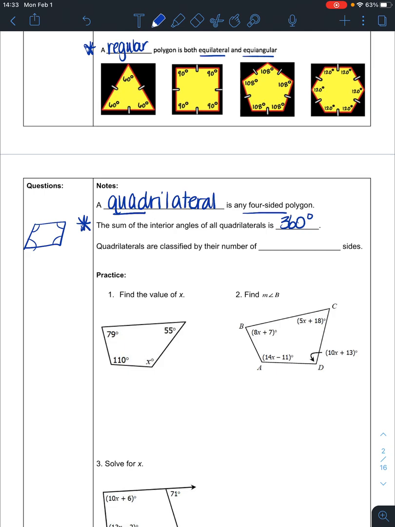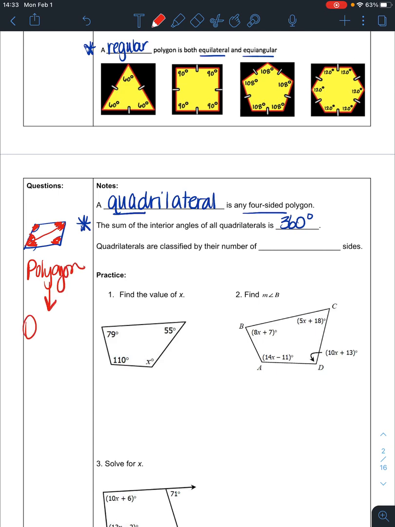Now, the reason for this is because if you look at this quadrilateral, if I split this into two triangles, the angles of the triangle on top add up to 180, and the angles down here on the triangle on bottom add up to 180. And together, all of those angles make up the four angles of the quadrilateral, which means that they are 360 degrees.